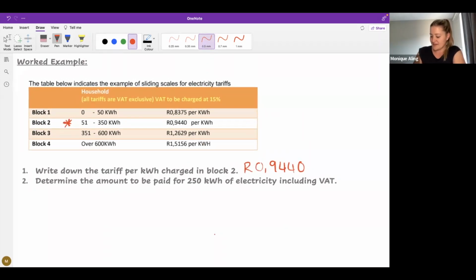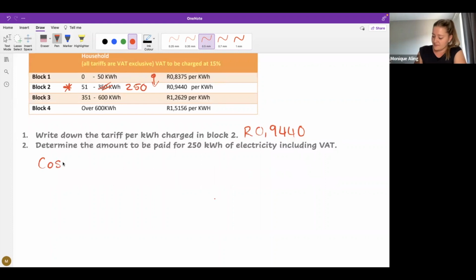Now, just like I did with the water tariffs, I'm going to cross out the 350 because we're not going all the way to 350. We're going up until 250. And just like the water tariffs, we have to start in the first range and work our way down into the range we are sitting in. Okay, so well done to everyone who picked up that it's block 2. So to work out the costs, we're going to look at our first range. The first range is 50 kilowatt hours. So we're going to say 50 times the price of that range.